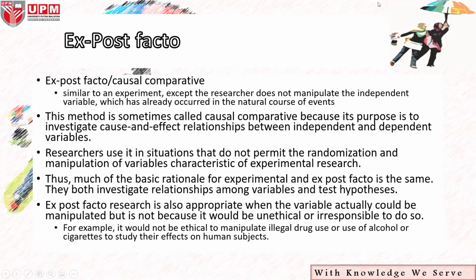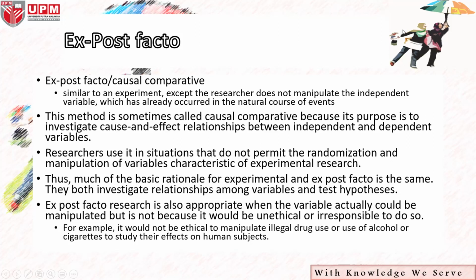Okay. So researchers use it in situations that do not permit the randomization and manipulation of variable characteristic of experimental research. Therefore, the basic rationale for experimental and ex post facto is the same. Okay, they both investigate relationship among variables and test hypotheses. They investigate the relationship, and then in advanced term, they test for the cause and effect. Cause and effect. Okay, and then ex post facto research is also appropriate when the variable actually could be manipulated, but it's not because it would be unethical or irresponsible to do so.